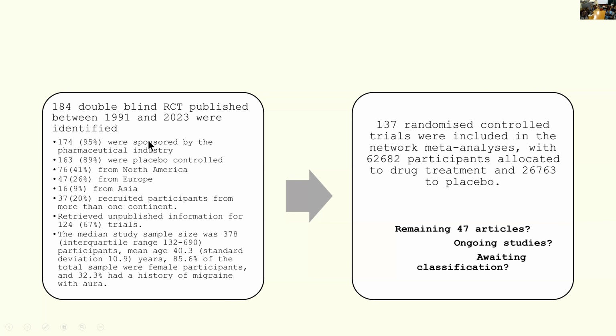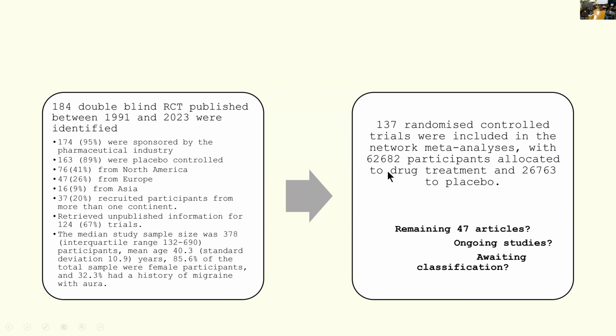If you look at the kind of articles they have chosen, almost 95% were sponsored by a pharmaceutical industry, and 89% of them were placebo controlled. Around 41% were from North America, 26% were from Europe, 9% were from Asia. The median sample size in each study was about 378 participants. The mean age was around 40, and most of the participants were female. And 32.3% of them had a history of migraine with aura.